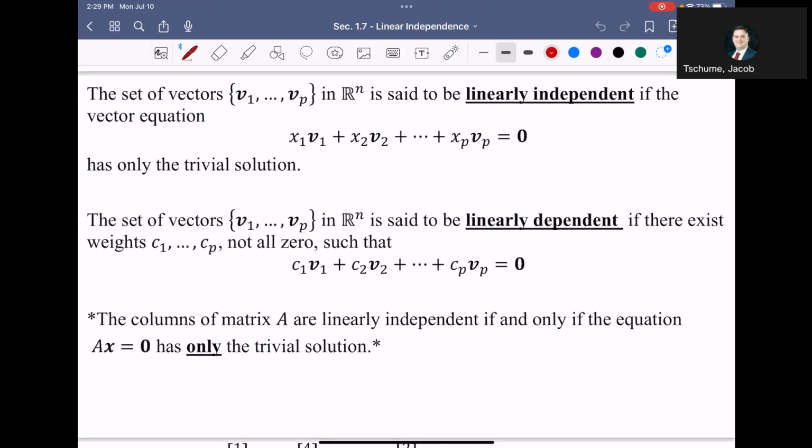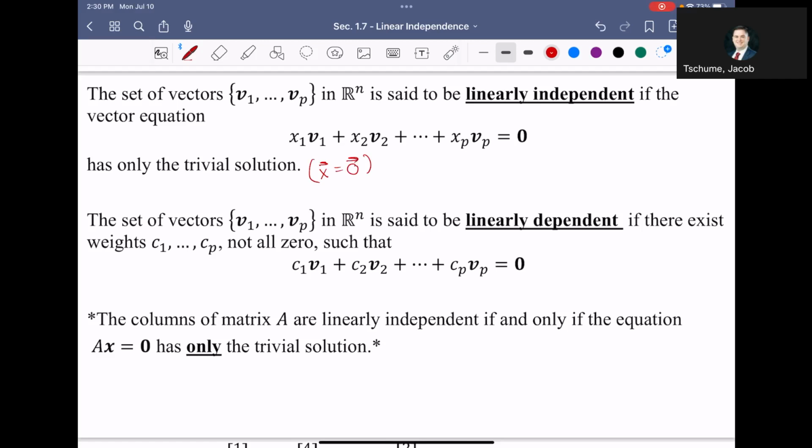So if we have a set of vectors, let's say v1 through vp, so you can have as many vectors as you need, and they all exist in the same dimension Rn, then we can say that they are all linearly independent if the vector equation x1 v1 plus x2 v2 plus dot dot dot equals the zero vector has only the trivial solution. So if the trivial solution, which from the last video says that x must be the zero vector, is the only thing true, then the set of vectors you use to create this vector equation will be linearly independent. Now you can probably guess the opposite of that.